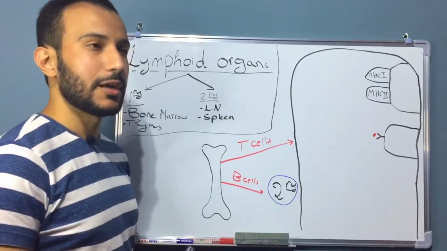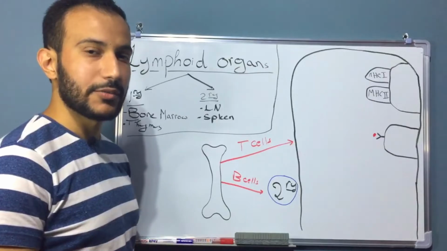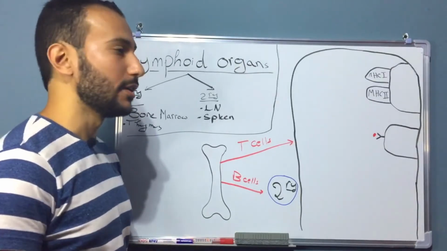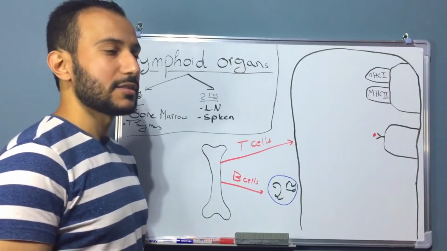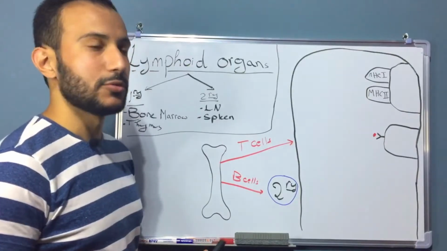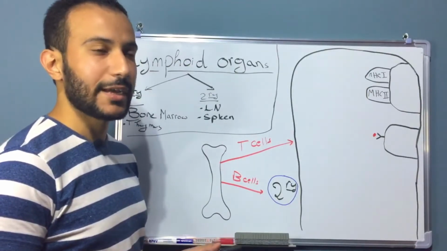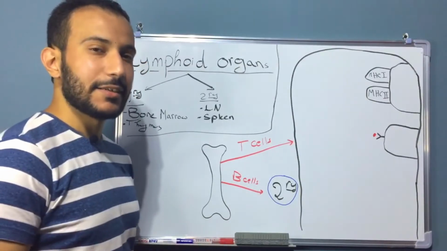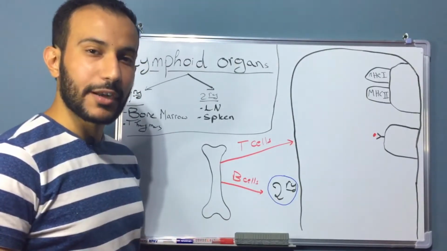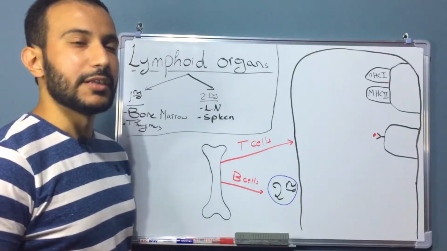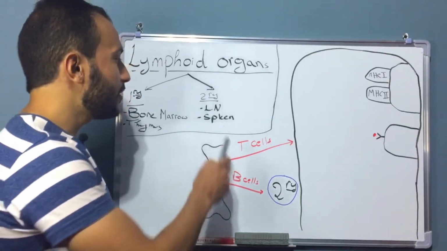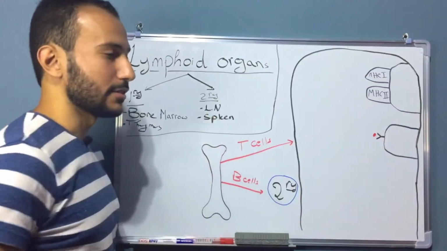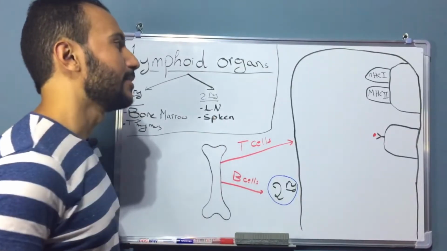And there is a difference. We have to make sure that there is a difference between maturation and activation. A mature cell is a cell ready to do its job, to react against foreign antigen. But since it hasn't yet reacted to a foreign antigen, it's not active. It's mature but not active. Activation occurs in the secondary lymphoid organs, like lymph node and spleen.